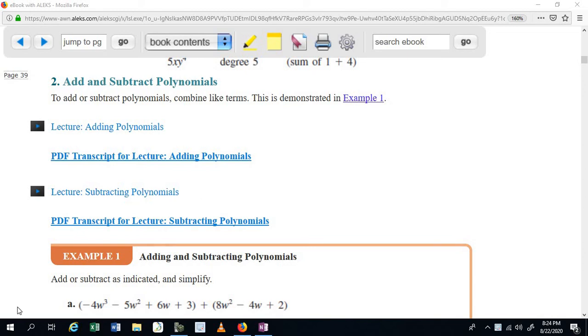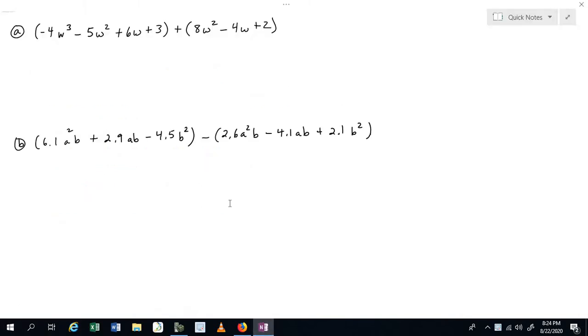Hello again. In this video, I'm going to go over section R4, Objective 2, which is about adding and subtracting polynomials. And so I'm just going to look at these two examples to illustrate this idea of adding and subtracting polynomials.